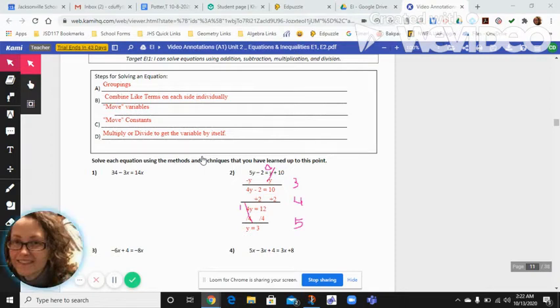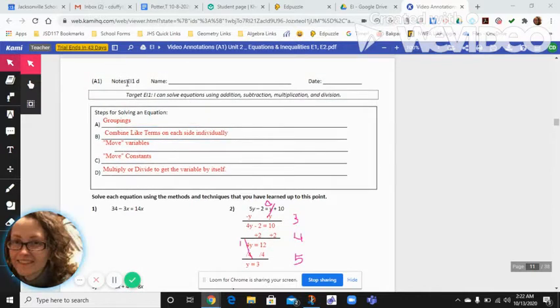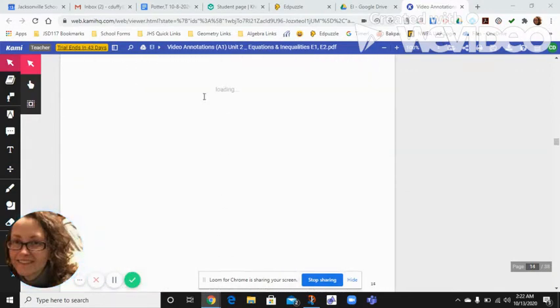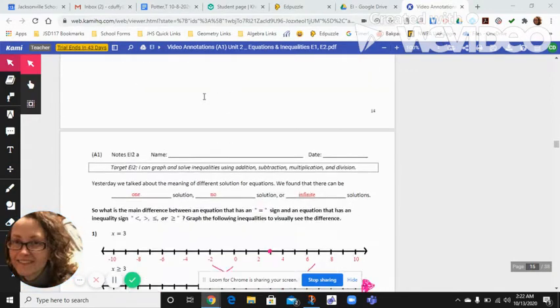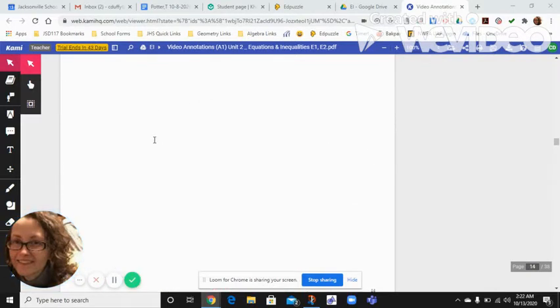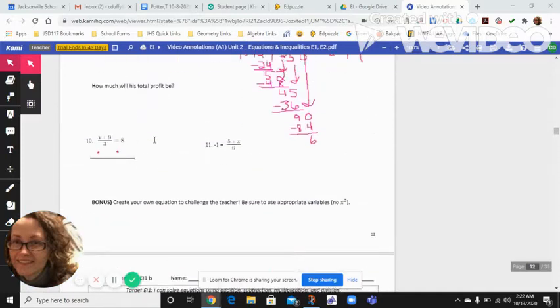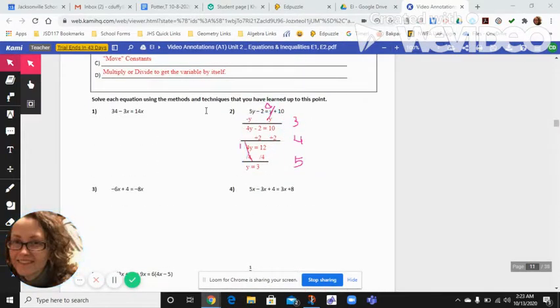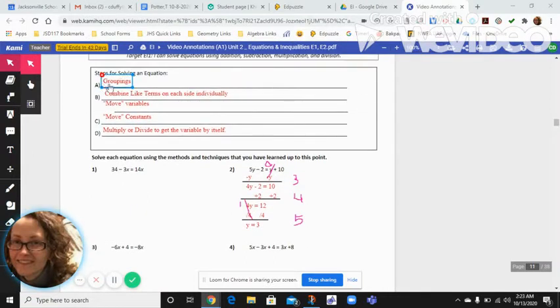Hello class, today we're going to be looking at the notes for EI1d, and then we're also going to take a look at our notes for EI2a. Last week we ended up looking at question number 2 as part of our review for our quiz.